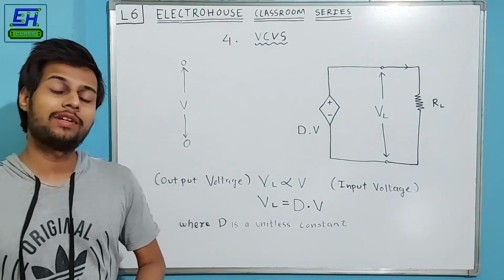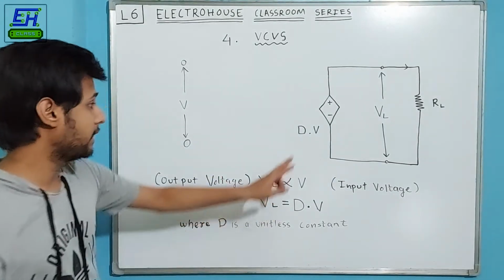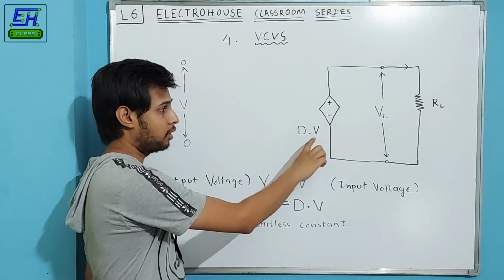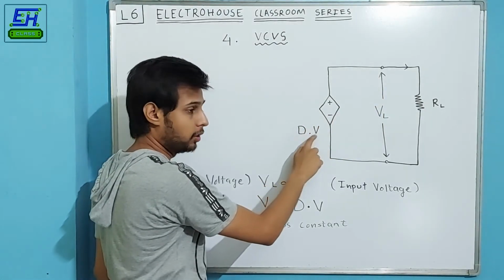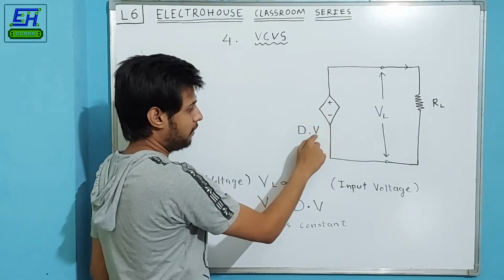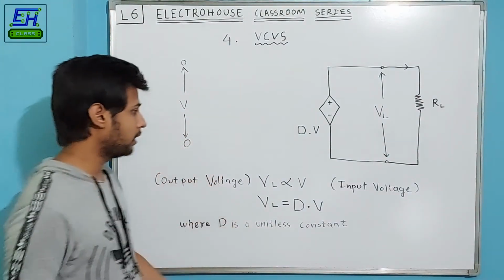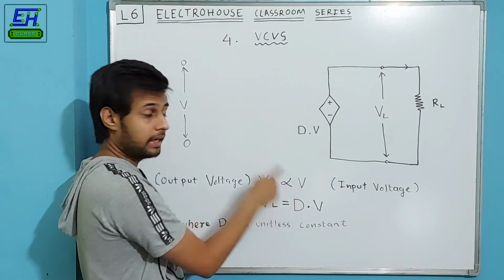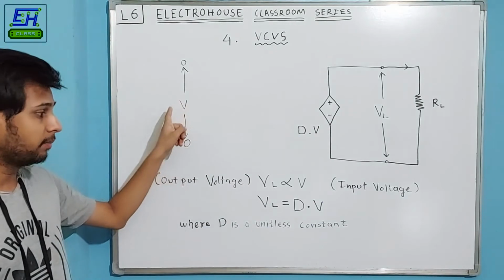Now the last type of the dependent electrical energy sources, that is the voltage controlled voltage source. So here is our voltage controlled voltage source, and this term indicates the amount of voltage present across our voltage source. So D into V is basically the voltage across the terminals of this voltage source, where V is again our input controlling voltage, it can be any. And definitely our output voltage is directly proportional to our input voltage, because we are controlling the output voltage with respect to an input voltage.